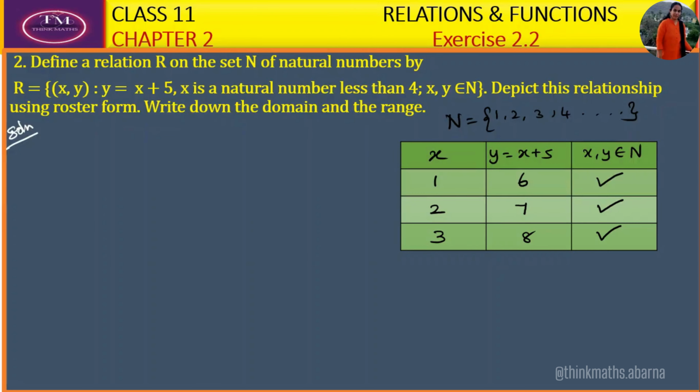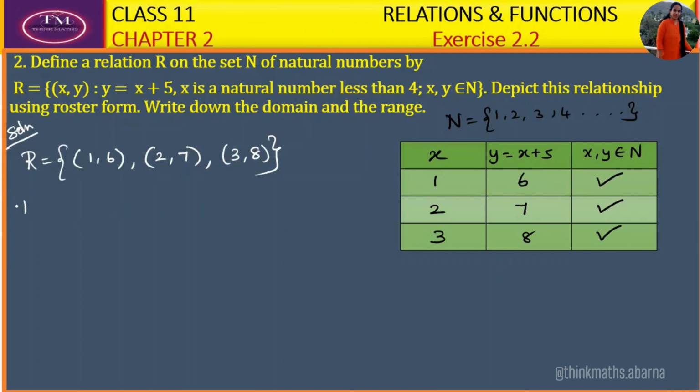Depict this relation using roster form. Roster form is R is equal to the set of all, what are the ordered pairs? 1 comma 6, 2 comma 7, 3 comma 8. So these are the ordered pairs. So we have formed the relation in roster form.